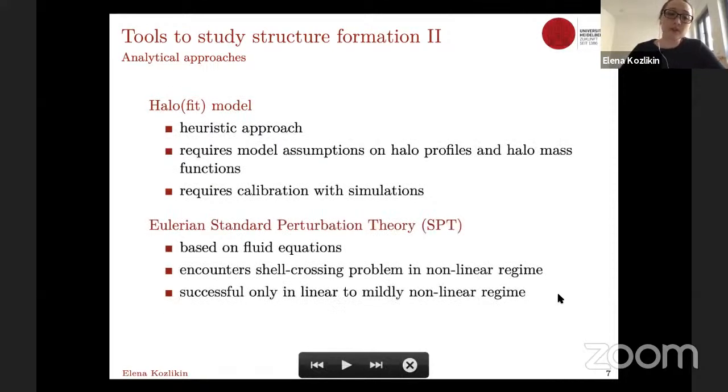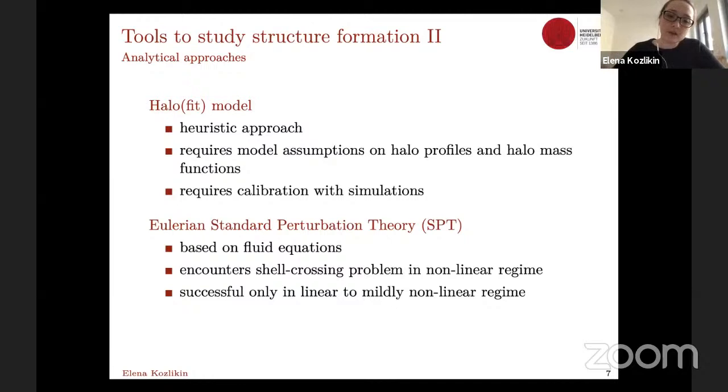Another analytical approach is the Eulerian standard perturbation theory, SPT. It's based on the fluid equations. And because it is based on fluid equations, it has a notorious shell crossing problem, because dark matter is described as a fluid, and it is not. In a fluid where you would normally form shocks, dark matter streams would just cross, and you will have a problem in describing this crossing of streams. I will talk about this in more detail later on.